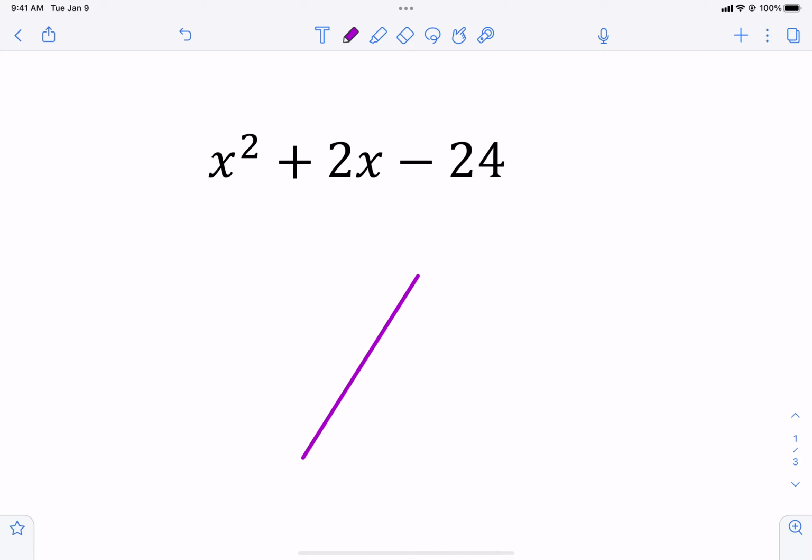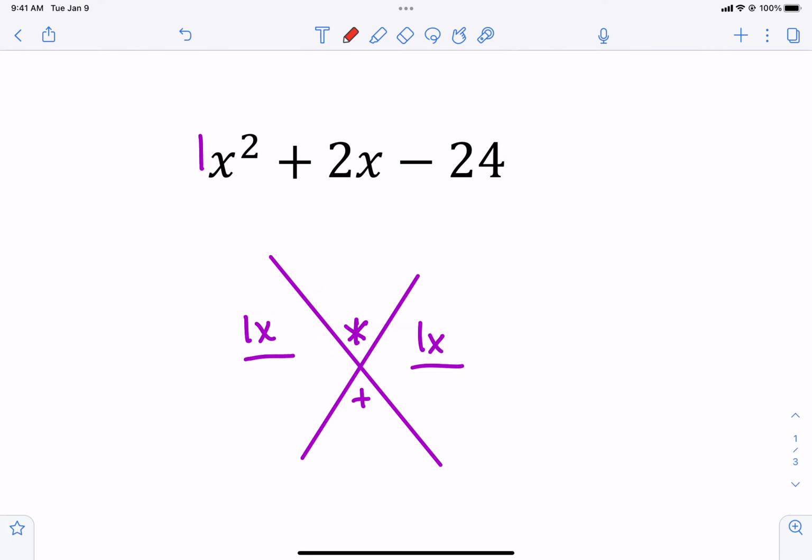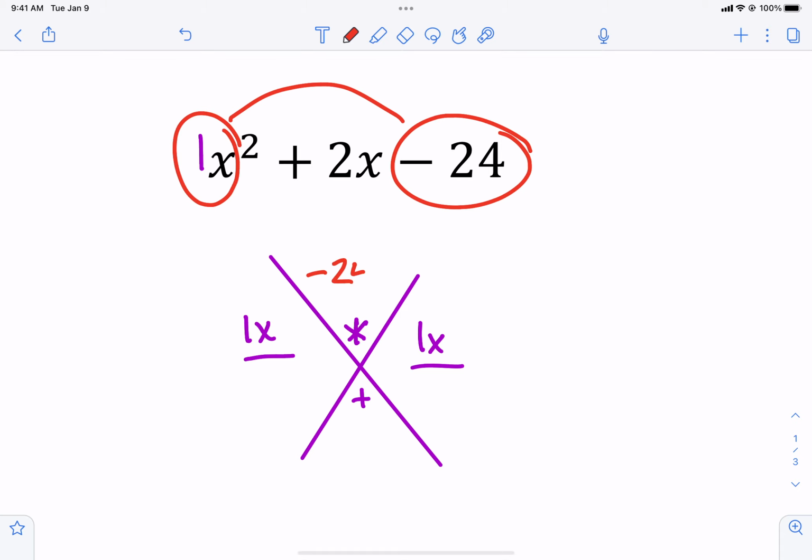I would have started by making my x. I would have made the fraction on the side of the x's. I would have had a multiplication sign up top. I would have had an addition sign on the bottom. Remember, this is 1x, so I'm going to put a 1x on top and a 1x on top. Now, 1x times a negative 24 gives us negative 24 on top. And then I'm going to have a positive 2 on the bottom.